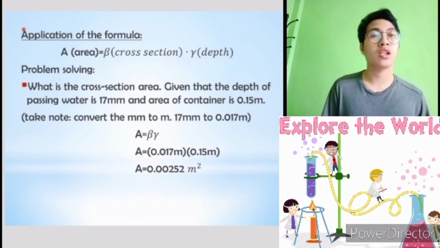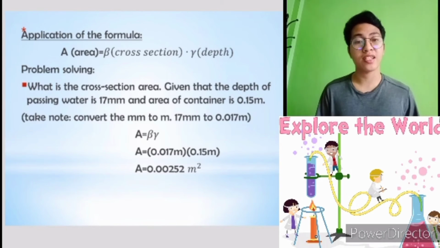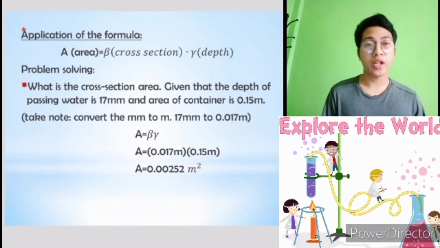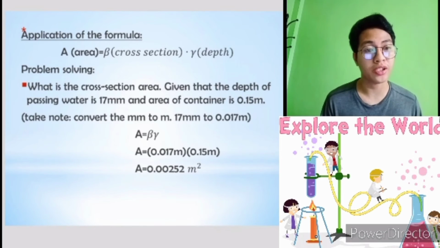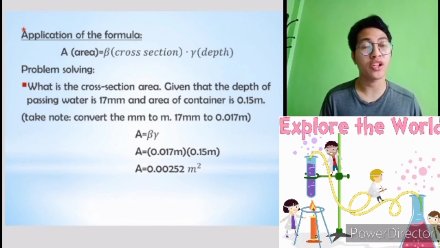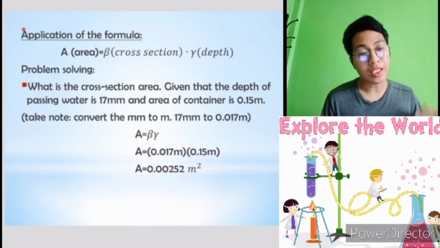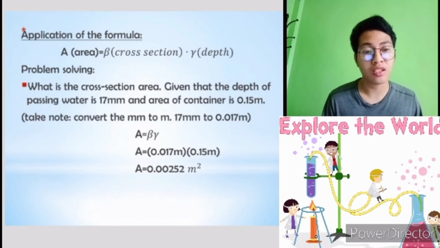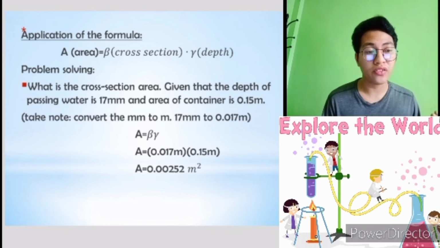Application of the formula of cross-sectional area. So like what I've said, cross-sectional area has a formula of A is equals to B multiply Y, wherein A refers to area, B refers to cross-section, Y refers to the depth or gaano kalalim. So we have here the problem solving. What is the cross-sectional area or cross-section area given that the depth of the passing water is 17 mm and area of the container is 0.15 mm?